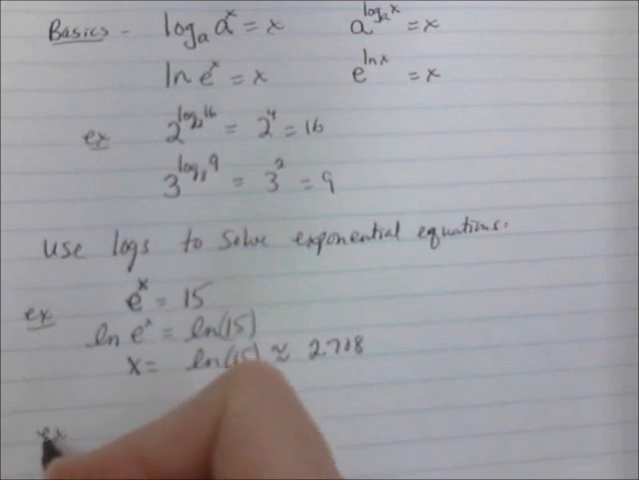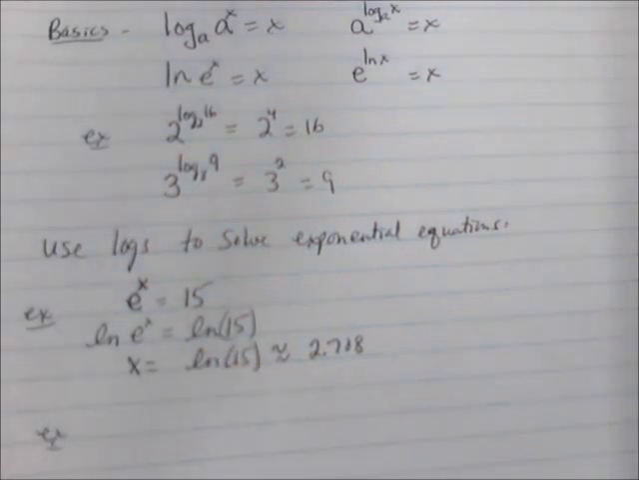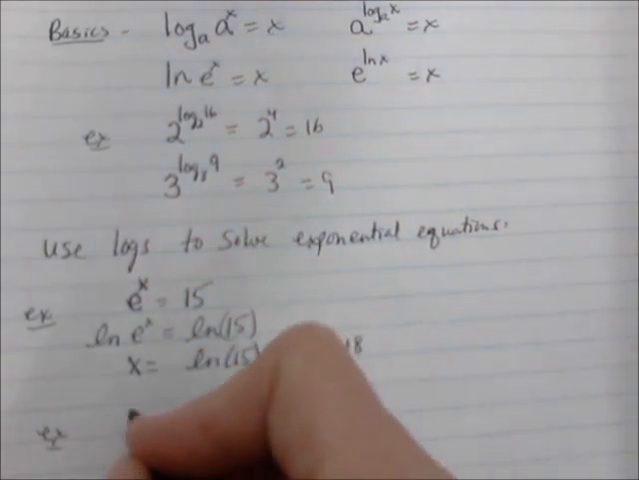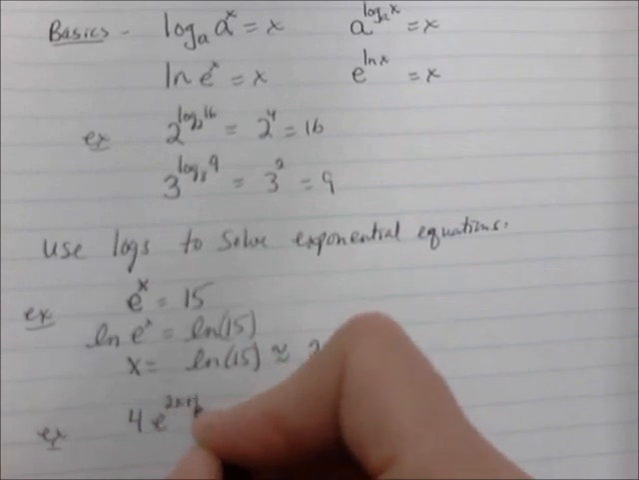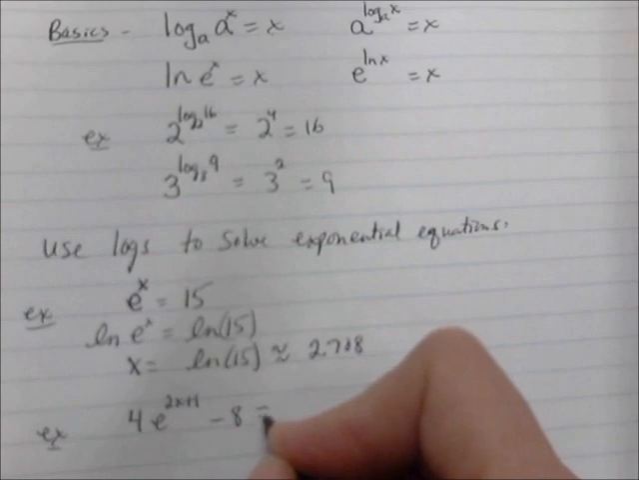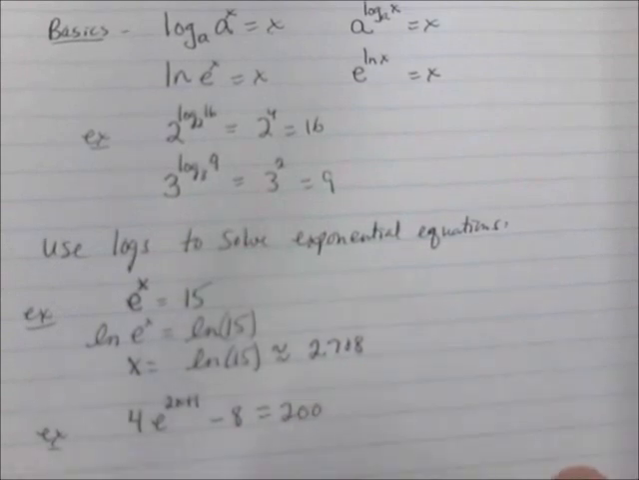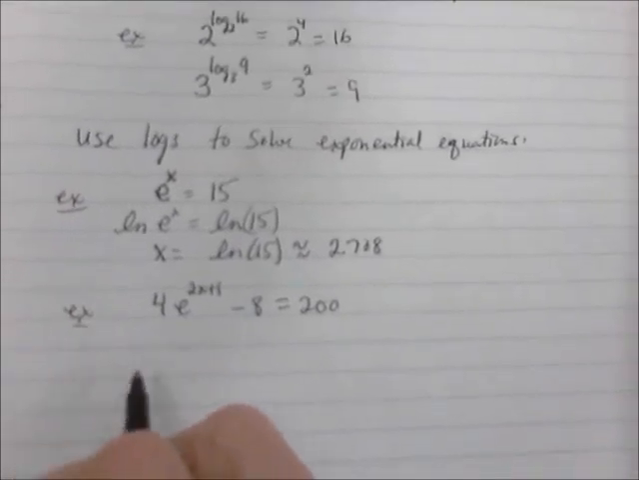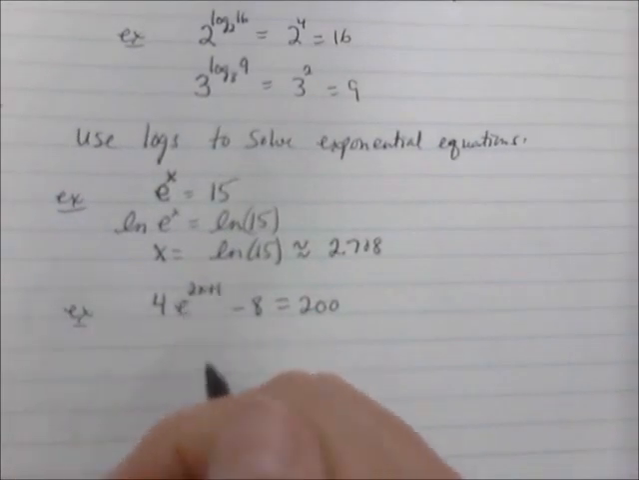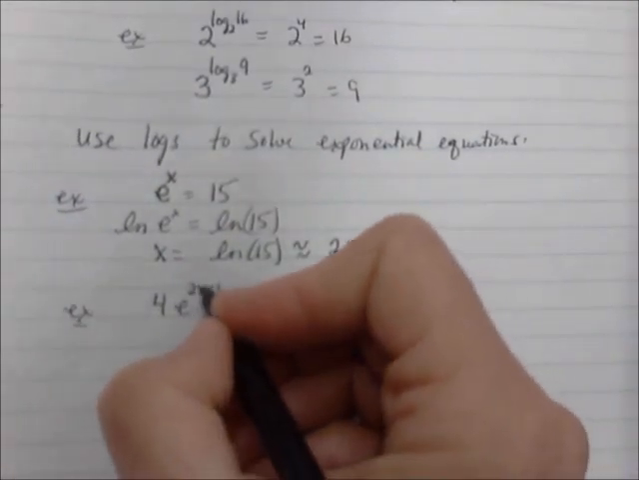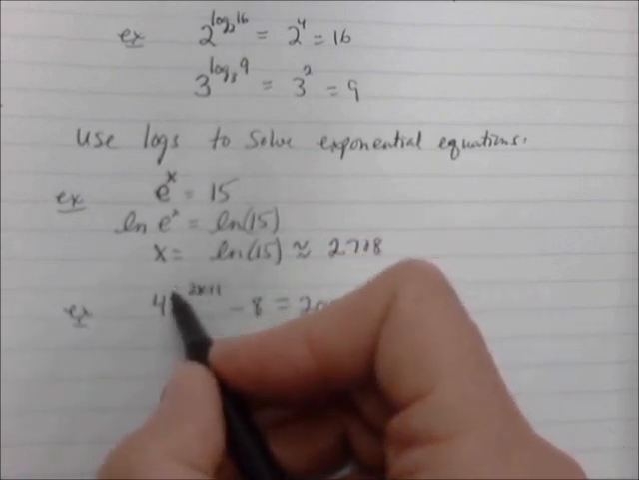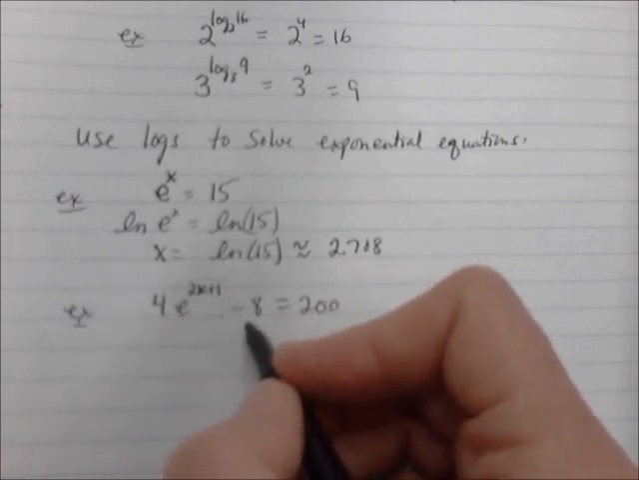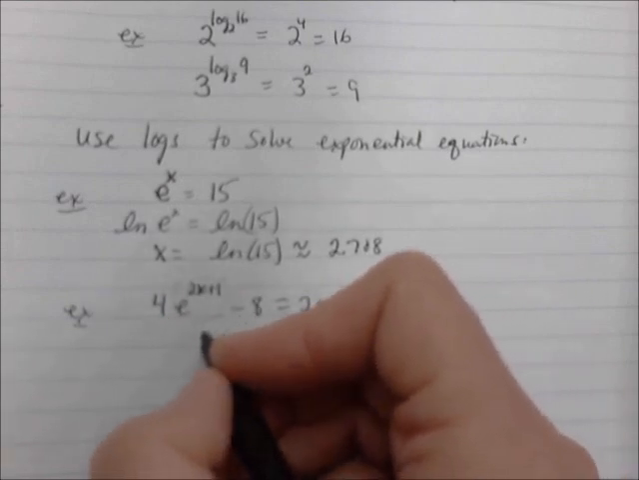Second little example, number 2, we'll get a little bit more algebra involved. If we have something like 4e to the 2x plus 1 minus 8 equals 200, we just have to go through a couple of algebra steps. Our job is to isolate the base with its exponent. We see the exponent is where the variable is, so that means we have to use logarithms. But first we have to isolate the e to the 2x plus 1. So you're going to add 8 and divide by 4.